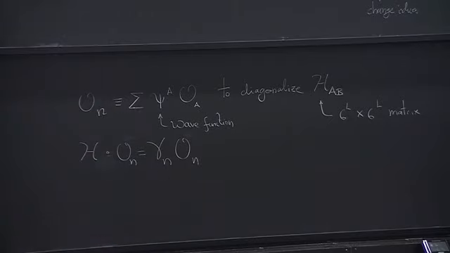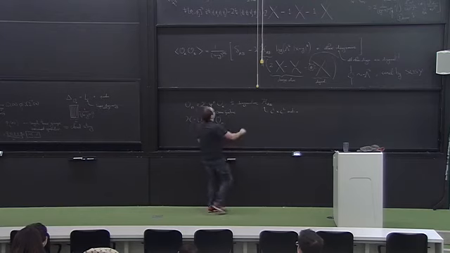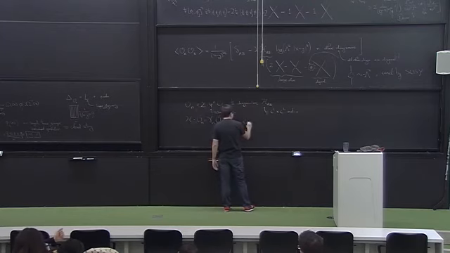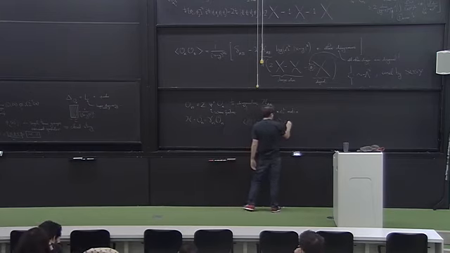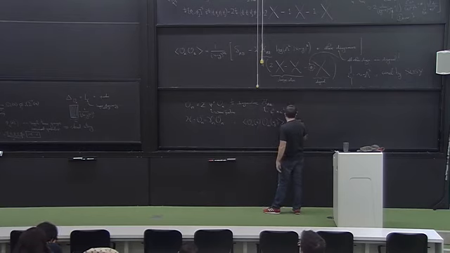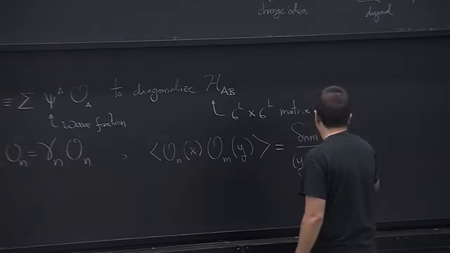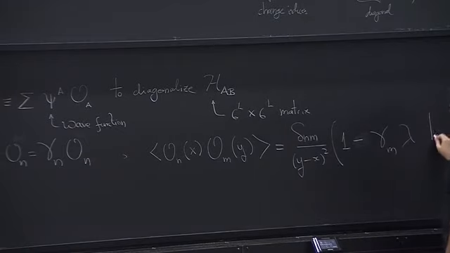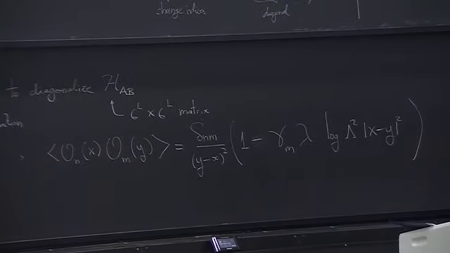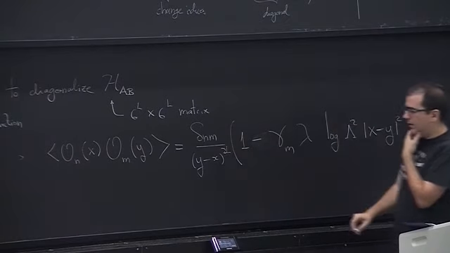Is it okay? So I just choose a linear combination. Now, once I did it, and I go to this equation, what I'm getting now is that On of x, Om of y will now be proportional to delta mn over (y minus x) squared times 1 minus gamma m lambda times log of lambda squared (x minus y) squared. Okay, so I diagonalized my problem. So now I just have a number which is the eigenvalue. Should it be 2L? Yeah, it should. Right? You agree?